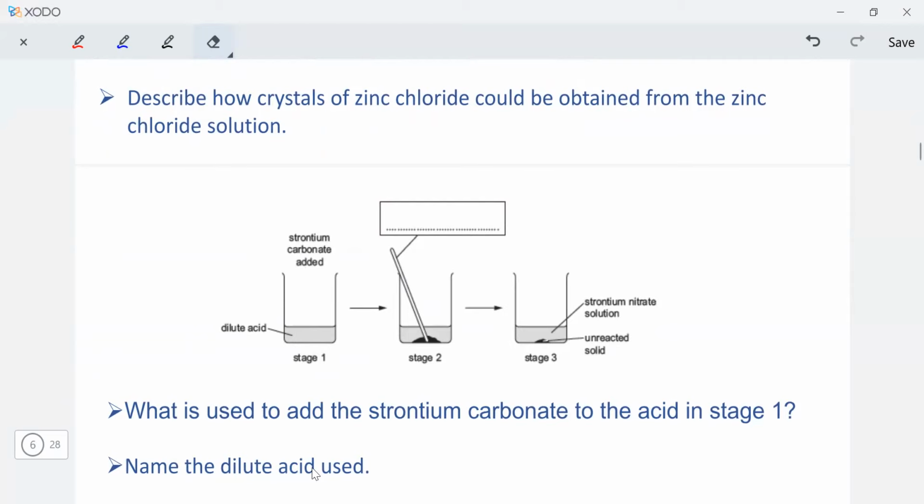So name the dilute acid. Let's see the salt. The salt is strontium nitrate. So what do you think the acid is? The acid here will be nitric acid. If I'm preparing a sulfate salt, the acid will be sulfuric acid. If I'm preparing a chloride salt, the acid will be hydrochloric acid. So in this case, a nitrate, the acid is nitric acid.